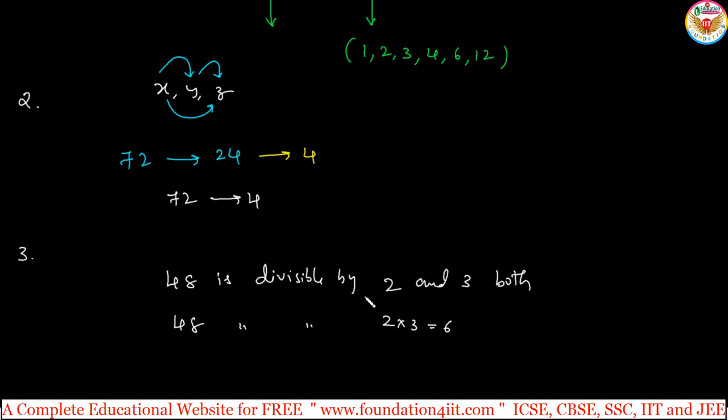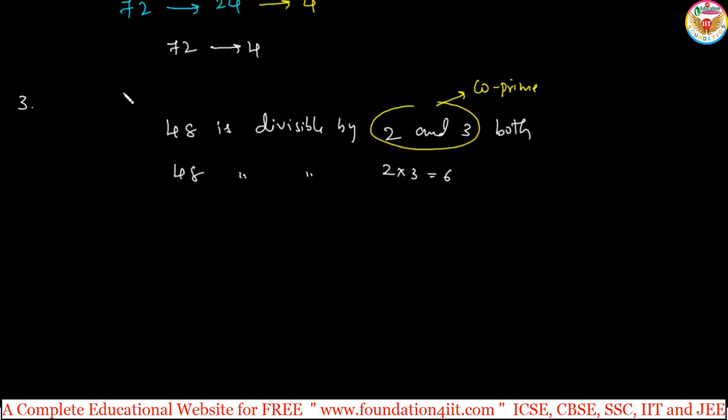So 48 is divisible by 2 and 3. These two are co-primes. Co-prime means no common factor for both except 1. Only one is the common factor, not any other. This is called co-primes. In that case the number is divisible by the product of those numbers. Right? And this is the rule.